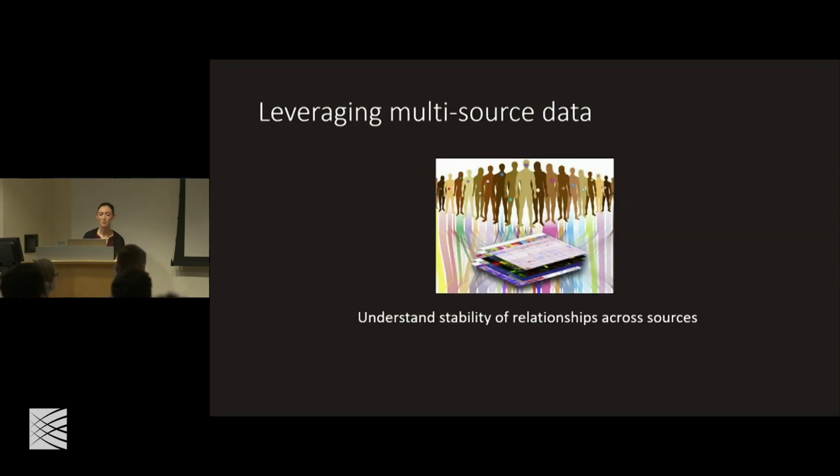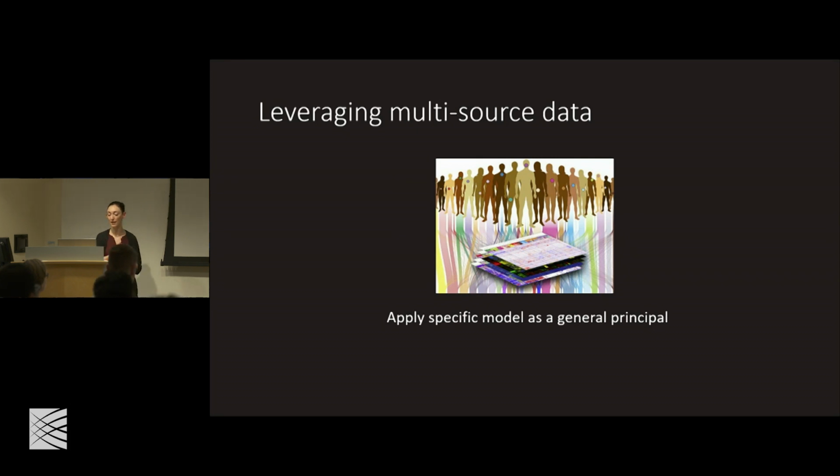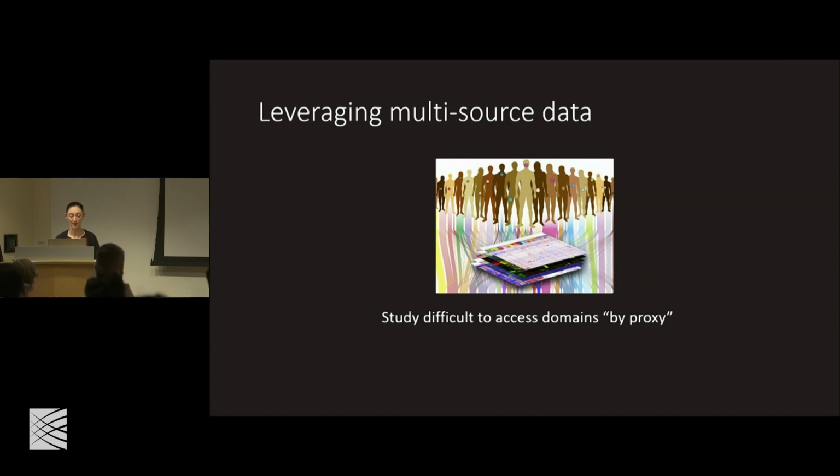Leveraging multi-source data is really useful, for example, for understanding the stability of relationships across sources. If you know that a relationship in one source of data is maintained across many different sources, it can empower you to understand a lot more than what you've measured. So you can apply a specific model as a general principle. For example, a model for gene expression regulation in blood, maybe you can apply that to the brain if you know that pattern persists across many different tissues. This allows you to study difficult to access domains by proxy.